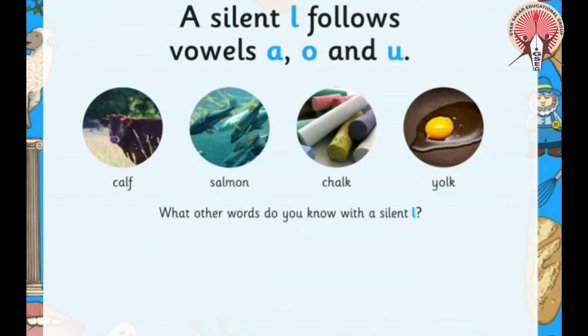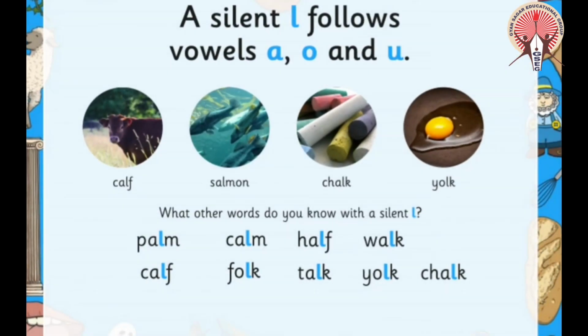Now let us talk about a silent L. When are you going to know that the letter L is silent? A silent L follows vowel A, O and U. Whenever you see a letter L after the vowel A, O or U, you are not going to pronounce the sound of the letter L. For example, in calf, salmon, chalk, yolk. What other words do you know with the silent L, students?